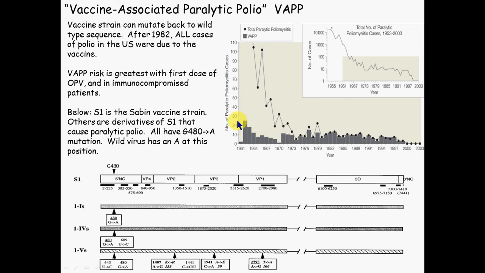In 1962, there were 24 cases of paralytic polio that were caused by the vaccine. And there were, in the same year, many cases caused by wild-type virus.